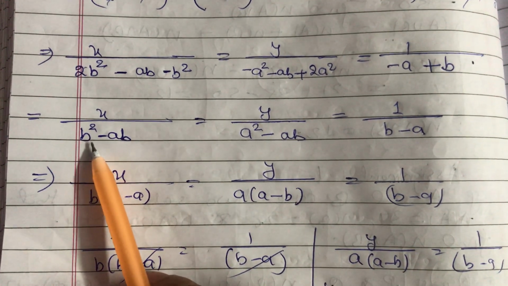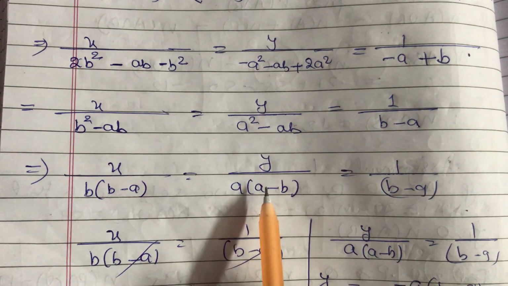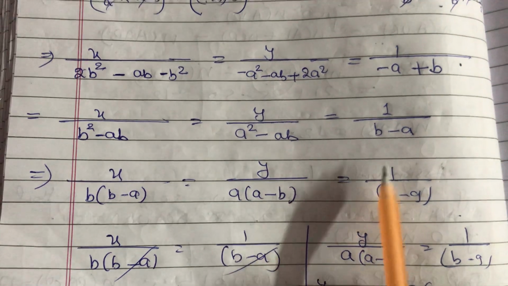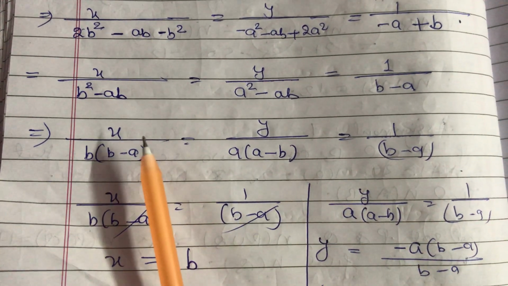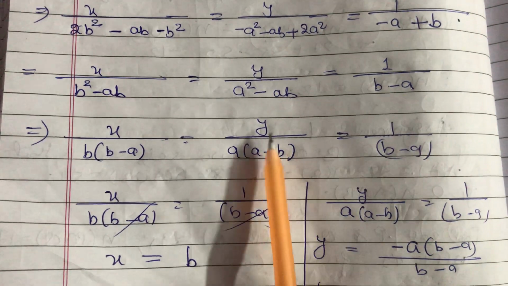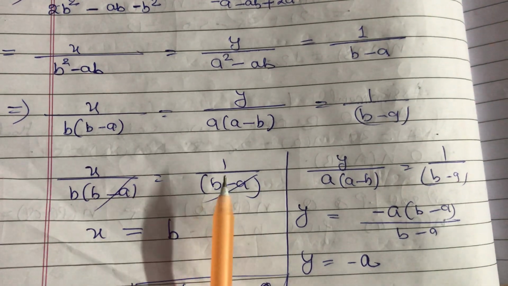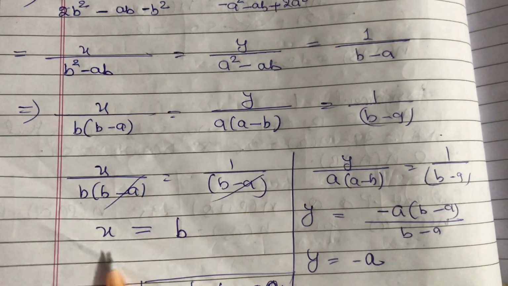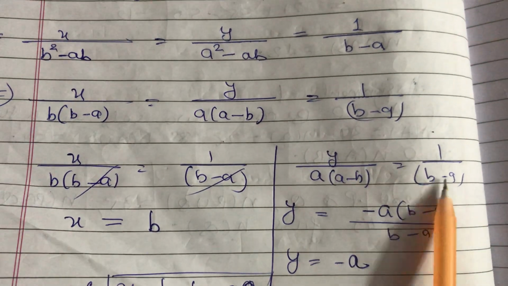If you take b common from here, it will become b minus a. I have taken common here, so here I have a minus b, and equals 1 by b minus a. I equate the x with the constant and then y with the constant, right? To get the values of x and y. If I equate this with the constant, this will cancel out. The value of x is b, and the value of y by this equals to this.